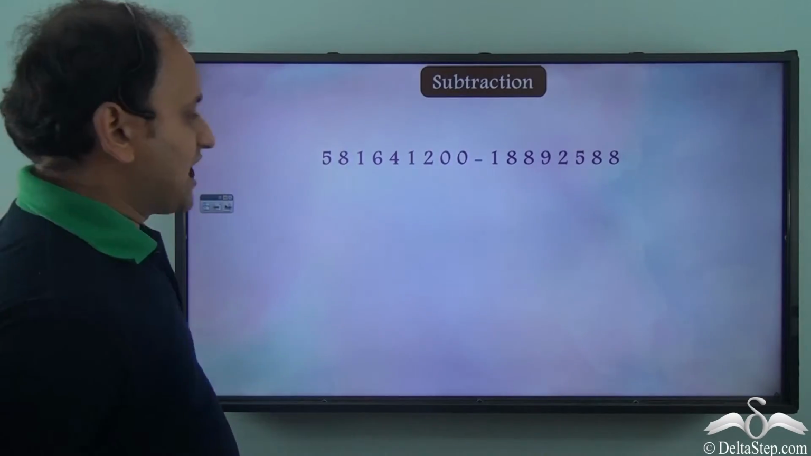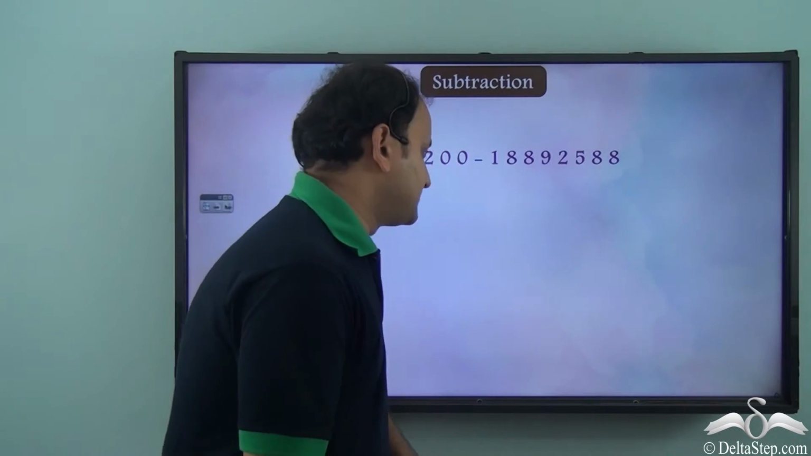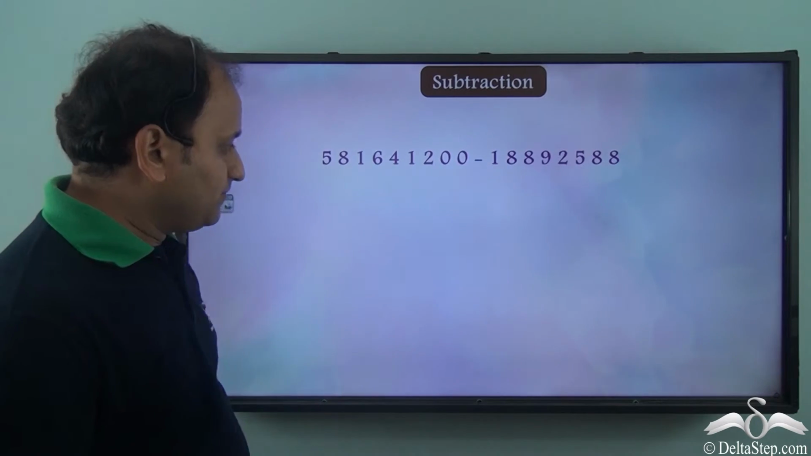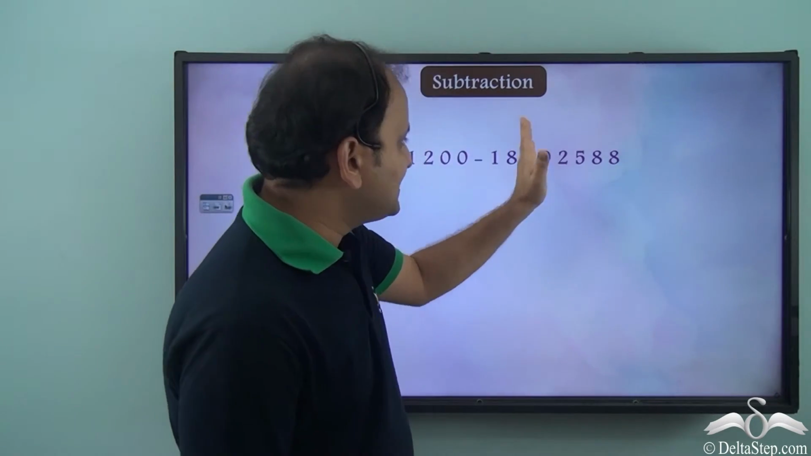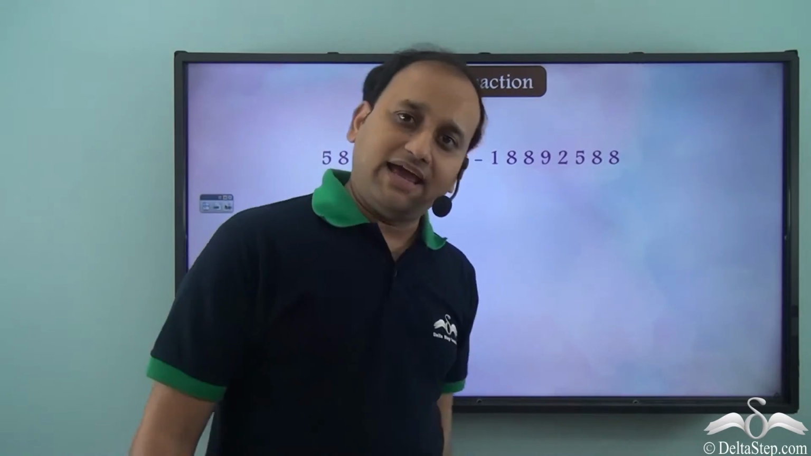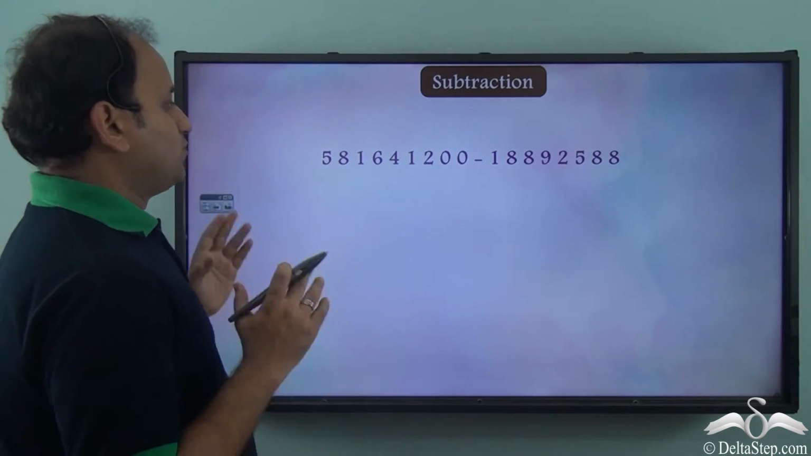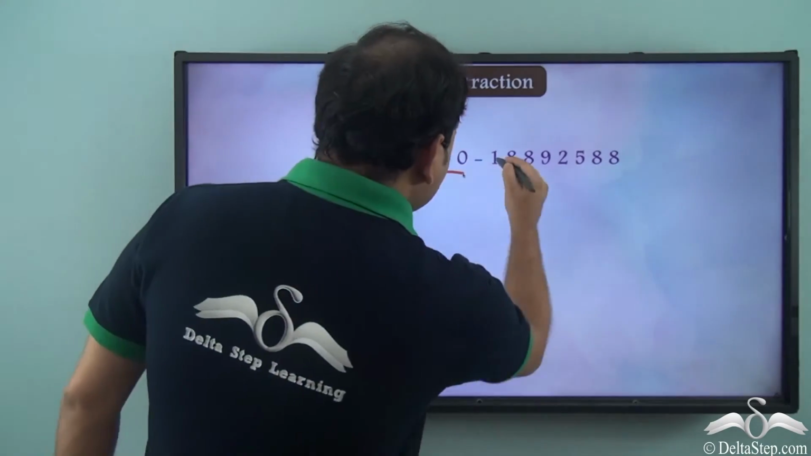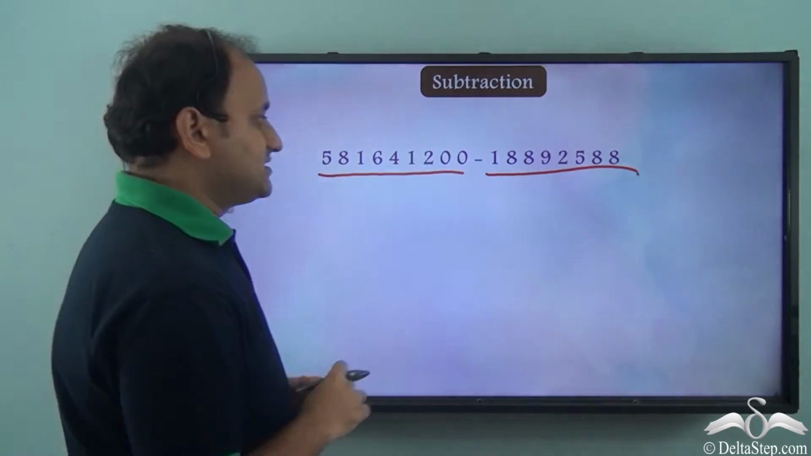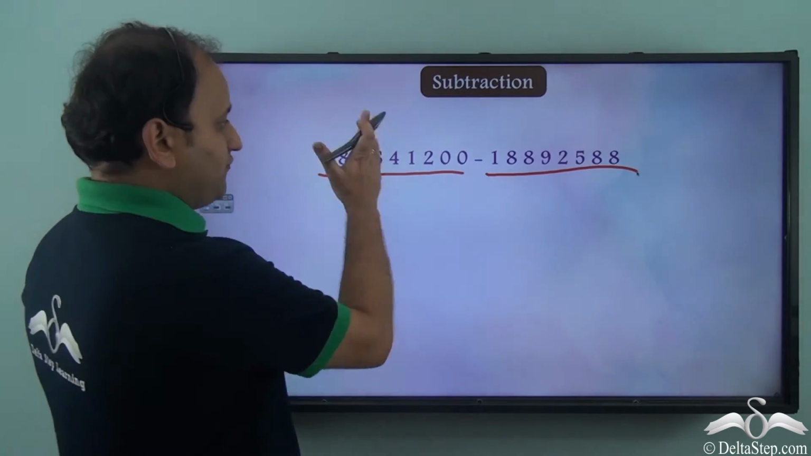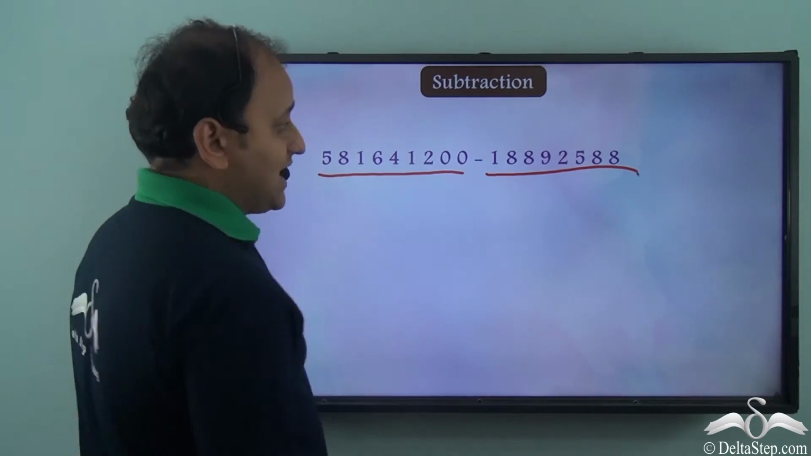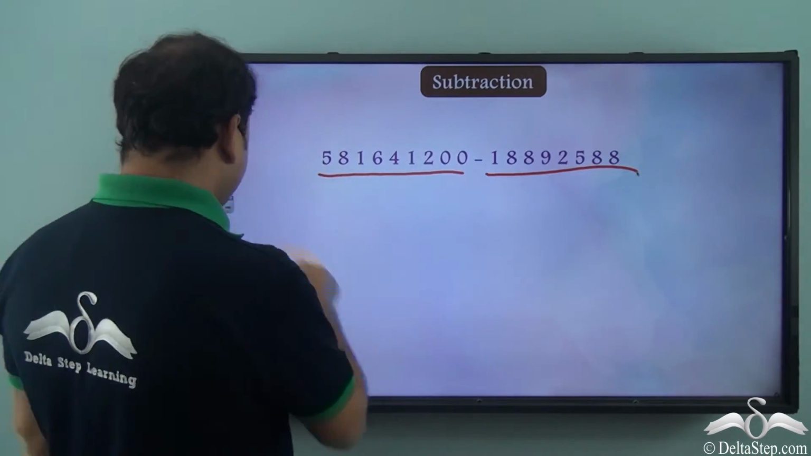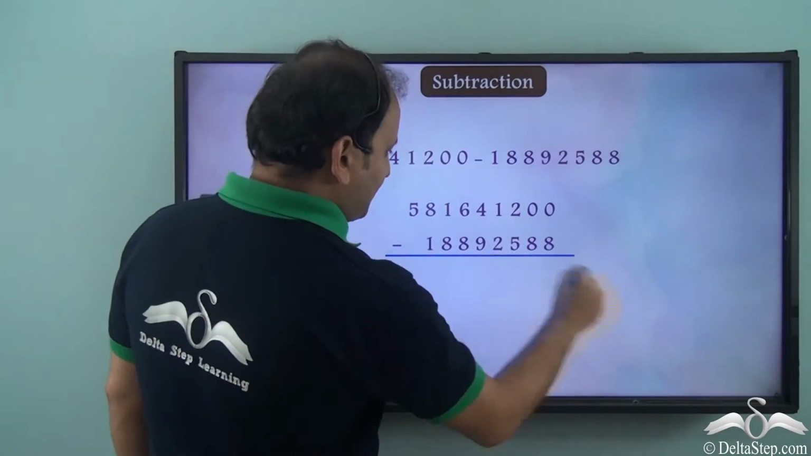Now let's perform subtraction for another set of numbers. So here we have 58164 1200, and 188925888. Now what do we do? First of all, we notice that this is a 9-digit number and this is an 8-digit number. So first of all, we'll write the larger number first, and then the smaller number will come below it. So this is how we place both the numbers.